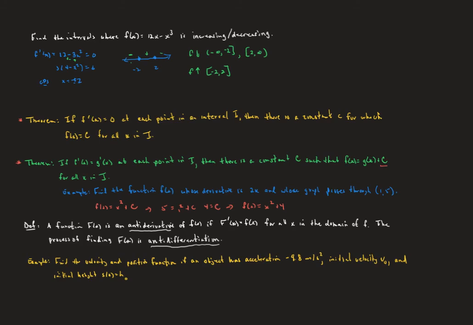So our example: find the velocity and position function of an object that has acceleration negative 9.8 meters per second squared, initial velocity v sub 0, and initial height s of 0 equal to h sub 0. So we're saying then acceleration, the second derivative of position, is negative 9.8. So then we can anti-differentiate both sides and get s prime of t, which is otherwise known as the velocity, is going to be negative 9.8.